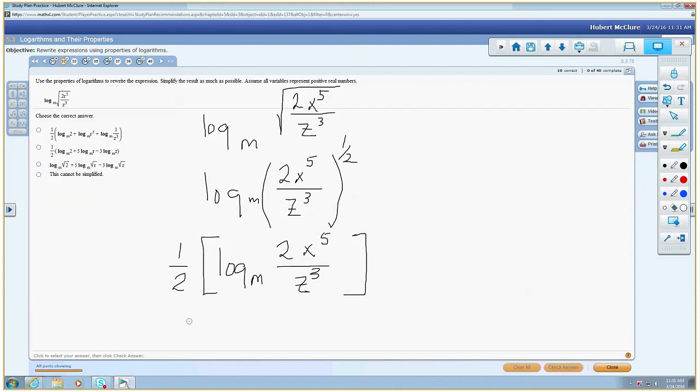Okay, what do you want to use first? A lot of people use the quotient rule first, because that way you get rid of the fraction. So log base m of 2x to the 5th minus log base m of z to the 3rd.